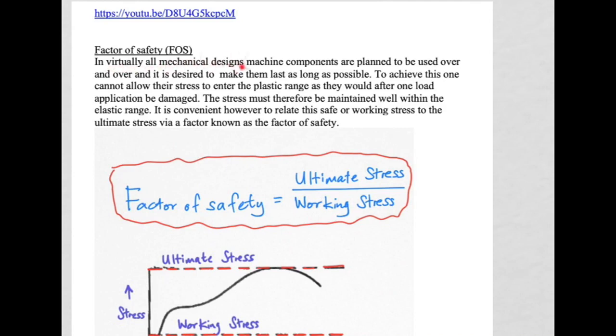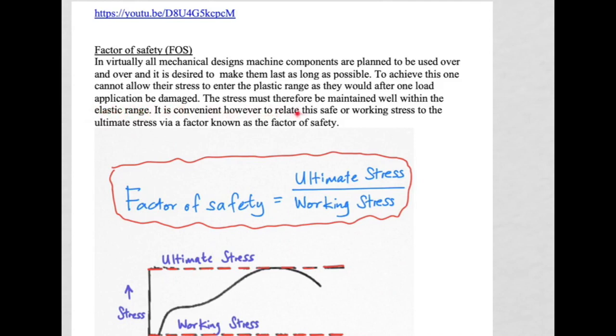So here's the wording. In virtually all mechanical designs, machine components are planned to be used over and over, and it is desired to make them last as long as possible. To achieve this, one cannot allow their stress to enter the plastic range, as they would after one load application be damaged. The stress must therefore be maintained well within the elastic range. Remember, that's the straight line portion.